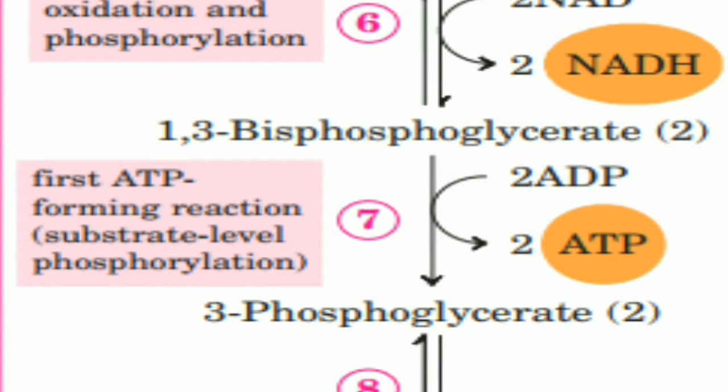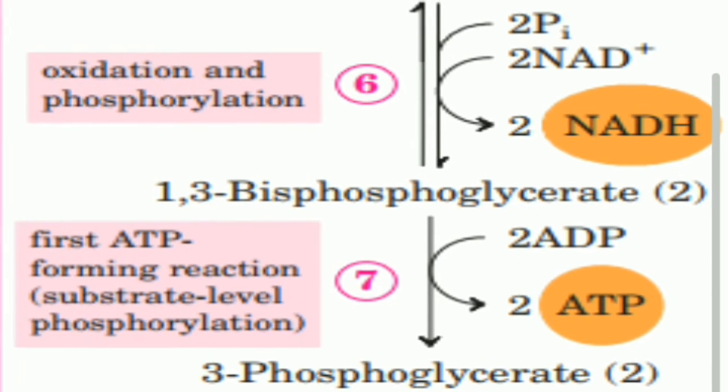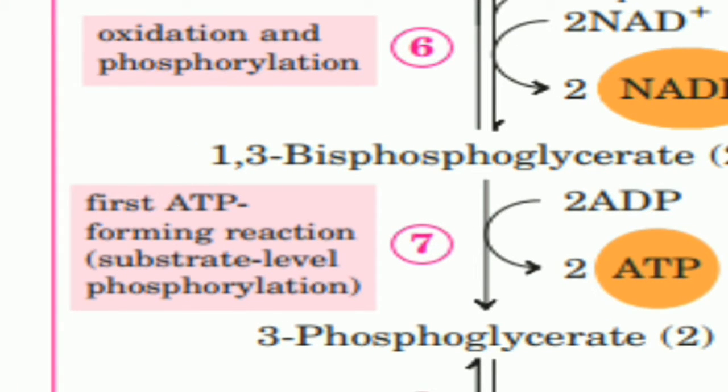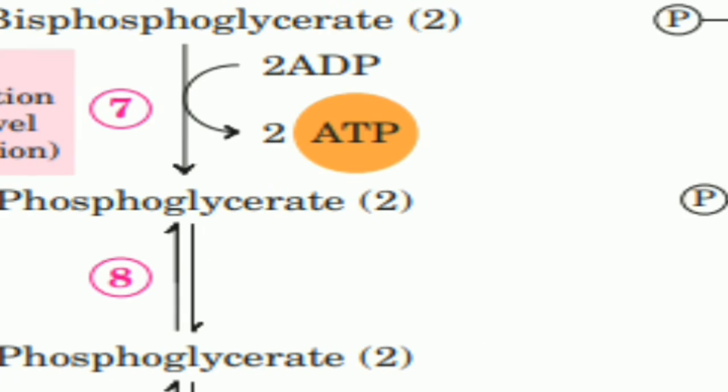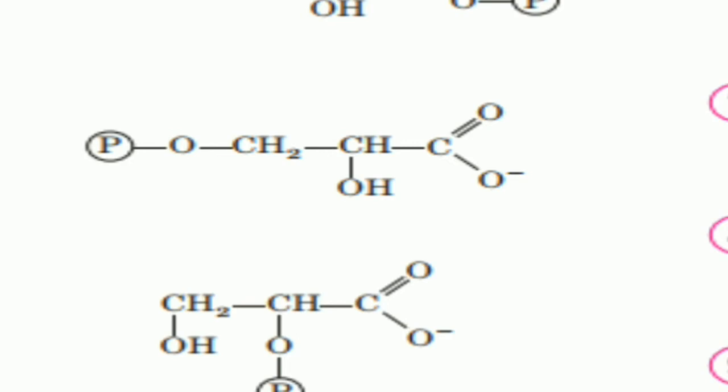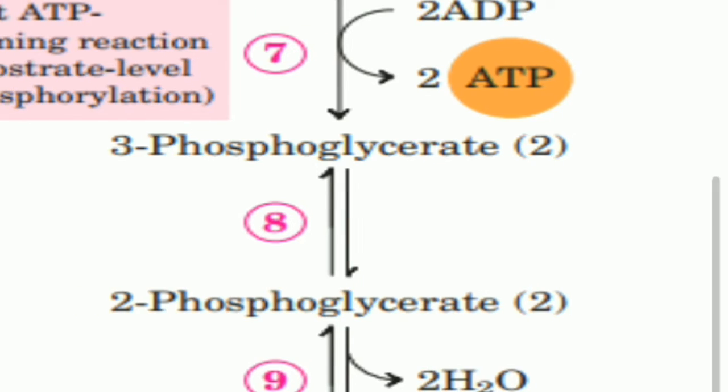1,3 bisphosphoglycerate is converted to 3 phosphoglycerate, producing 1 molecule of ATP from the glyceraldehyde 3 phosphate pathway and a second ATP from dihydroxyacetone phosphate, so 2 molecules of ATP are produced. This is the first ATP forming reaction, so it is called substrate level phosphorylation. The enzyme phosphoglycerate kinase has a vital role in completing this reaction.